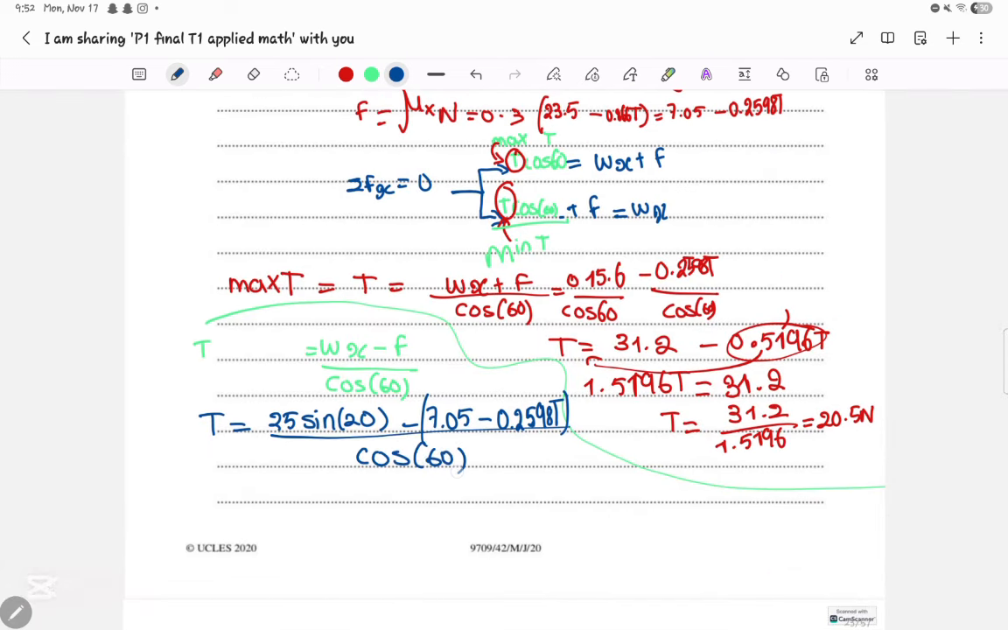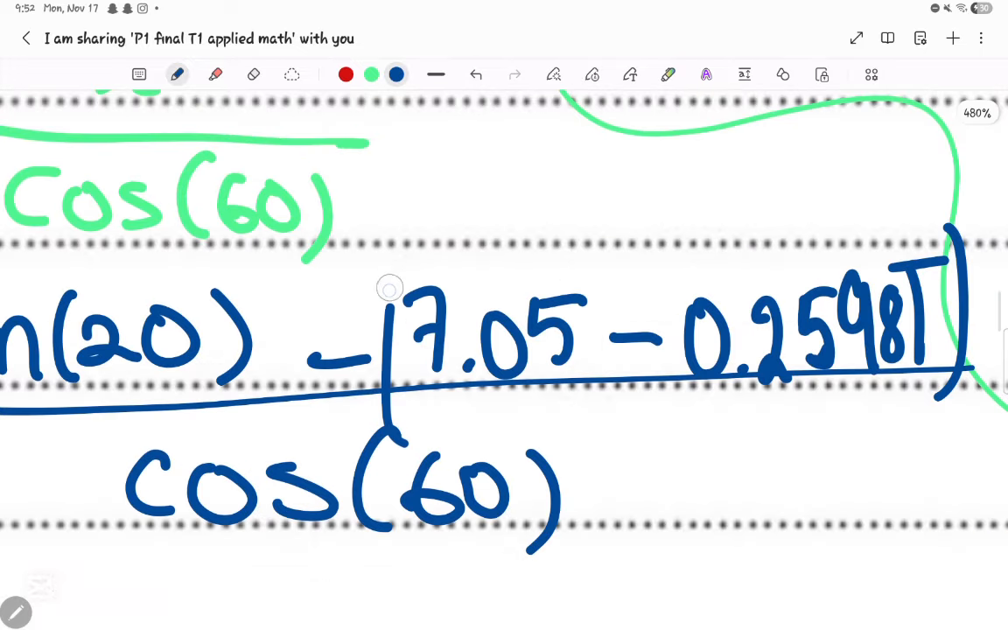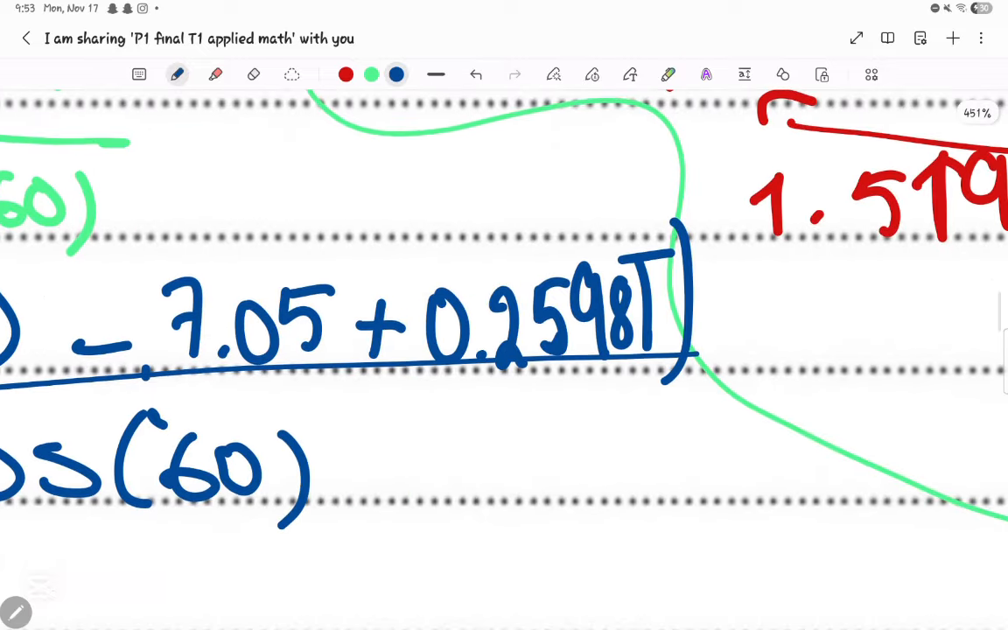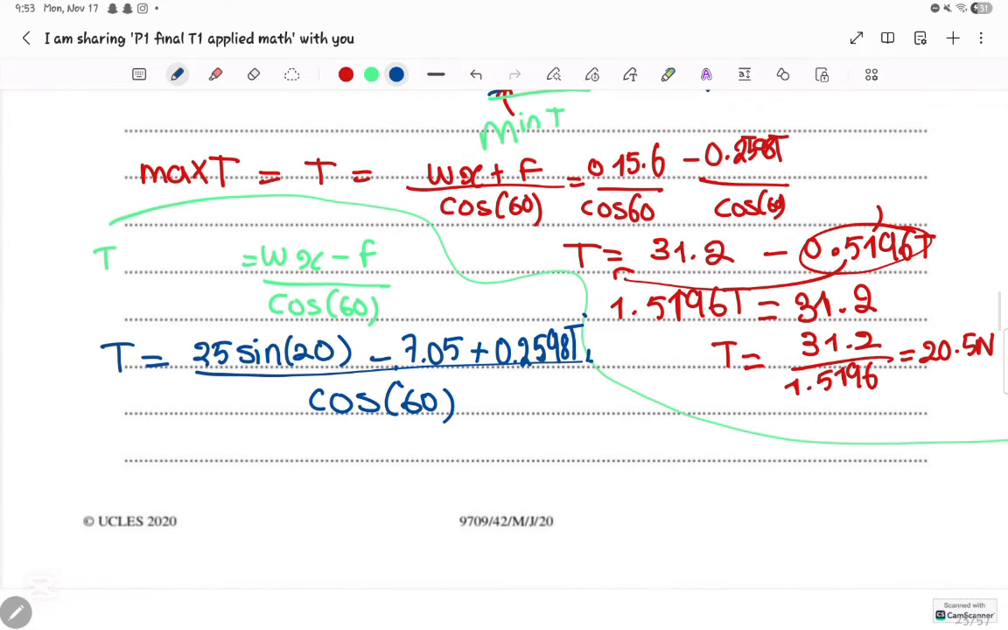So now what do I need to do? I just need to solve regularly. So let me just erase this. Okay, so you solve regularly. I'm just changing the sign so we can solve it directly. So the minus will distribute among the bracket and I'll be left with this. So 25 sine 20 minus 7.05. How much is that? That's going to be 1.5. So I can erase all of this and replace it by 1.5 plus 0.2598 T over cosine 60.